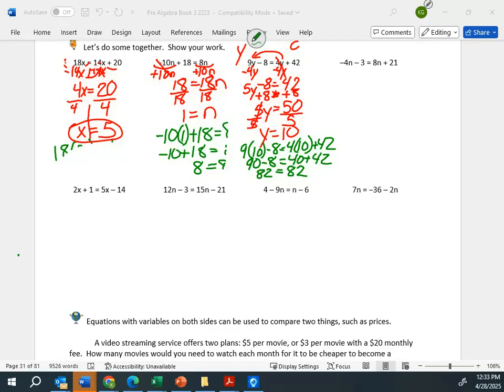Work out the next one. -4n minus 3 equals 8n plus 21. And then we're going to see if you worked it out correct. So try working out that next one. This last one on the top line.